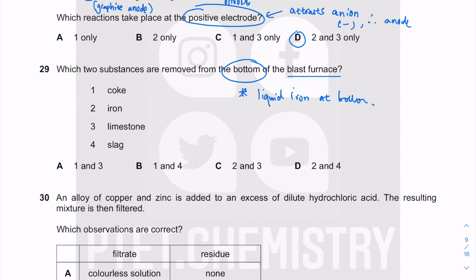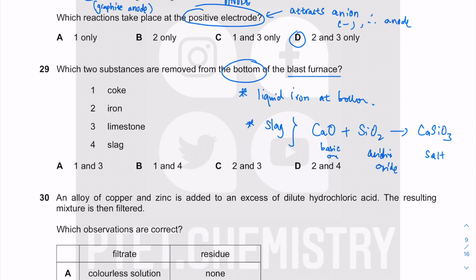So definitely you do have that, and you do have this slag as well. So slag is actually the result of these reactions. If you add calcium oxide, and you have silicon dioxide present as part of the ore, you get CaSiO3. This is the salt, this is the acidic oxide, and this is the basic oxide. So it's a neutralization reaction. And so basically this is removed at the bottom of the blast furnace as well. As a result of this reaction, they try to remove this impurity from your hematite ore. So you do get that and that.